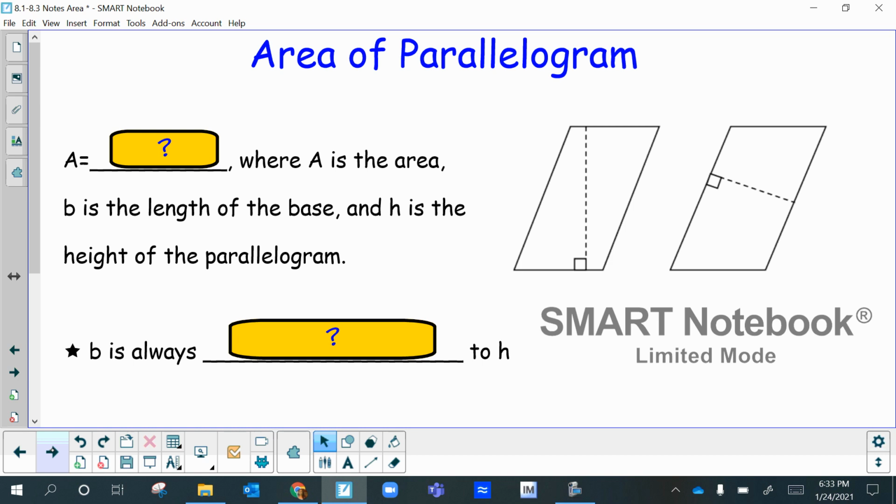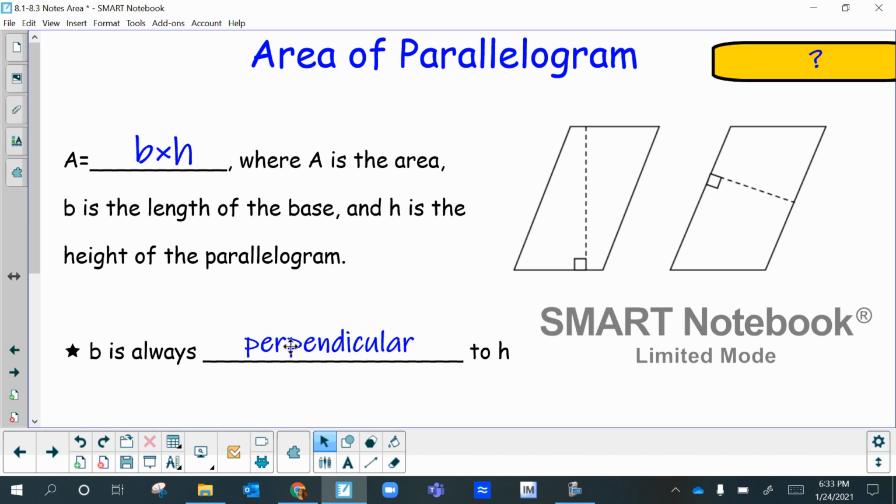The next one we're going to talk about is the area of the parallelogram, and this one also has the exact same formula, base times height. We don't really want to use length and width on this one because it's a little bit different. B is still going to represent the base, H is still going to represent the height, and of course the base and the height have to always be perpendicular.